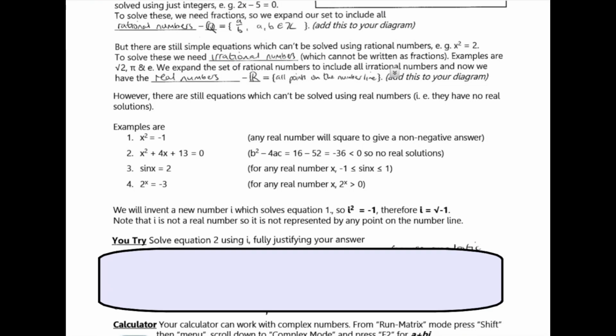However, these can all be solved using what's called complex numbers. We're just going to look at solving 1 and 2 in the further maths course, but you can solve the other ones as well.